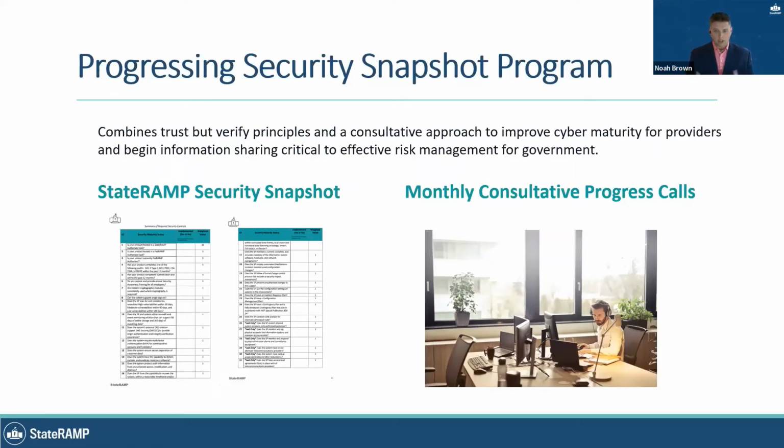So we can allow the state, local, as well as education, to understand how they're progressing in that process. And at the PMO, we see a lot of system security packages come through. We review a lot of controls. We want to be able to meet with those providers on a monthly basis and guide them in the right direction and help them improve that score and help get them to where they need to be. So that's where the progressive snapshot program has come about, to allow us to assist providers in improving their cyber maturity.